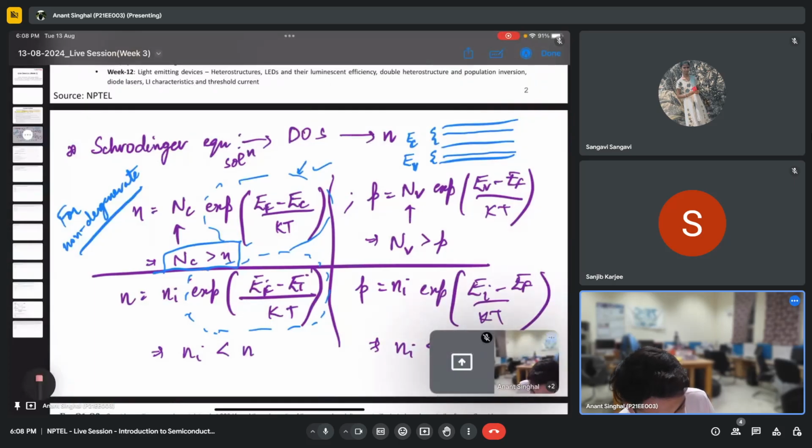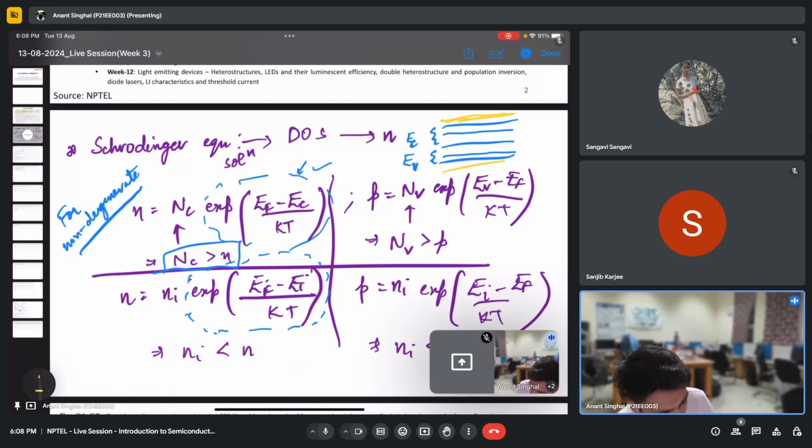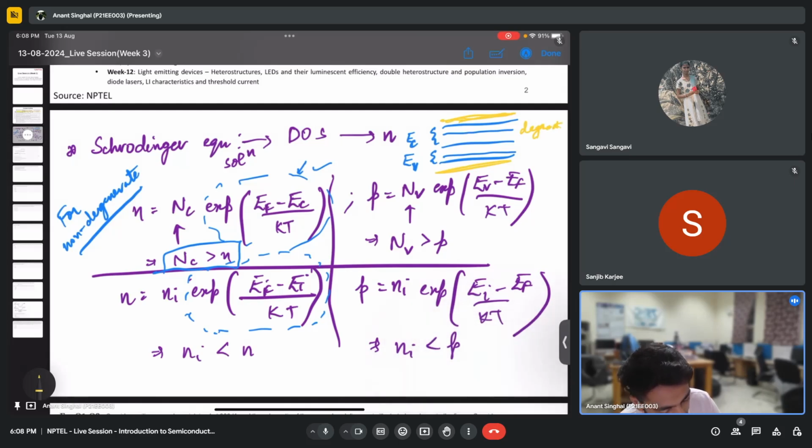So if the conduction band or valence band falls inside the conduction band, or inside the valence band, then they are termed as degenerate semiconductors. You might have read it in the theoretical lectures, but most of the semiconductors that we will deal with are non-degenerate semiconductors, in which for the n-type we have the Fermi level near to the conduction band, and for p-type semiconductors we have the Fermi level near to the valence band. So these are all the formulas that we already covered in the last lectures.